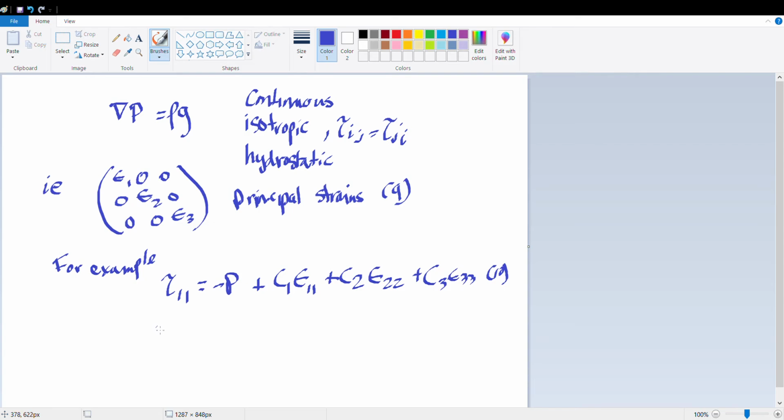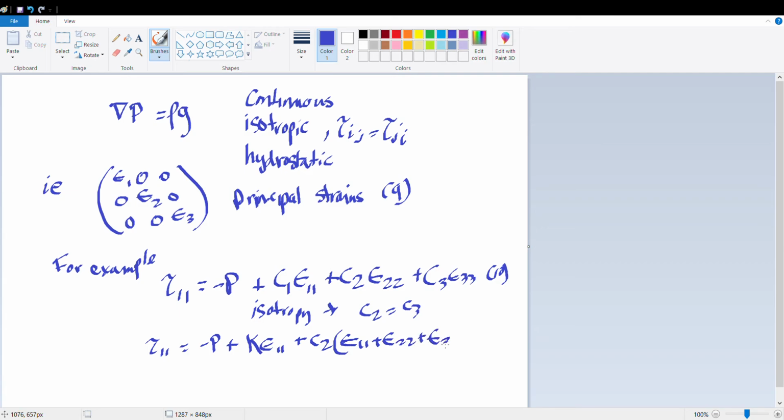And isotropy requires the cross flows be identical. So due to isotropy, this says that C2 has to be equal to C3. And so therefore we have tau 1,1 is equal to minus P plus kappa E 1,1 plus C2. So instead of having C2 and C3, we're going to say C2 times (E 1,1 plus E 2,2 plus E 3,3). Call that 11.